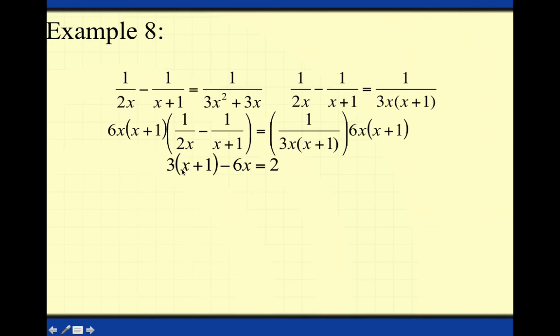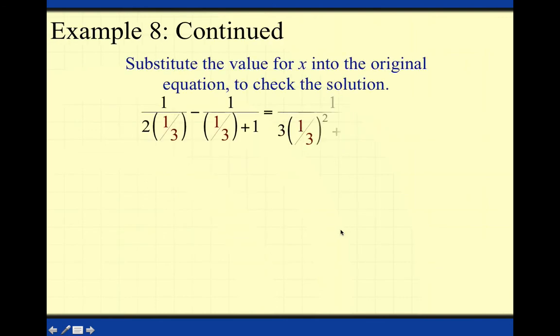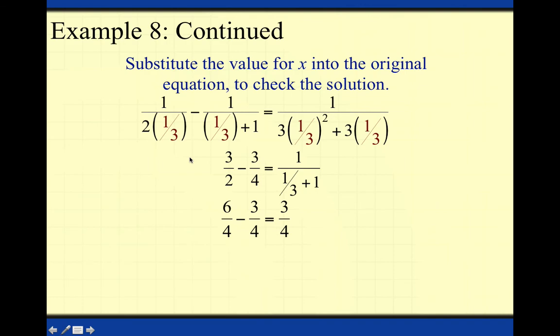Now you have to distribute: 3x plus 3 minus 6x equals 2. And now it's just a matter of combining like terms. 3x minus 6x, bring the 3 across. Okay, and then it's a nasty looking fraction. And if you want to go see the work of it, now check it, it's right. So you can see the check here. Yeah, 6/4 minus 3/4 is 3/4. That worked. Whew, that's a nasty check.